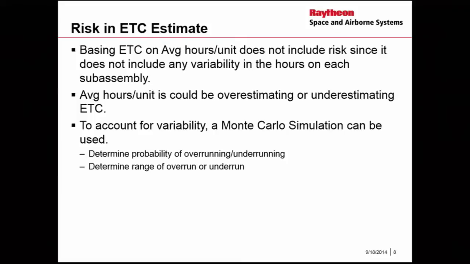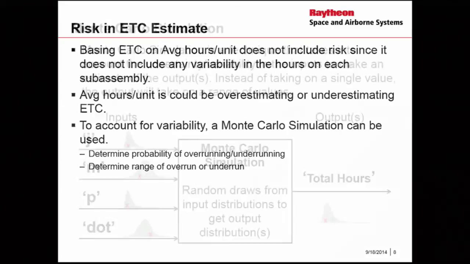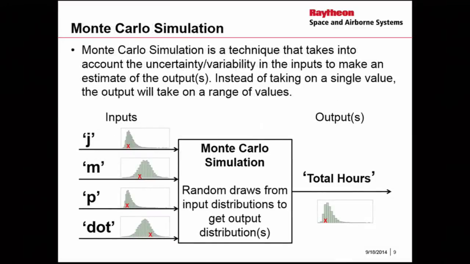So I'm going to use a Monte Carlo simulation to determine what is the probability that I'm going to overrun or underrun, and determine that range of overrun and underrun. For those that aren't familiar with what a Monte Carlo simulation is, just a really simplified definition here is it's a technique that takes into account uncertainty or variability in the inputs to make an estimate on the outputs. So instead of taking a single value for our inputs and just calculating one number, we're going to look at a range of values.